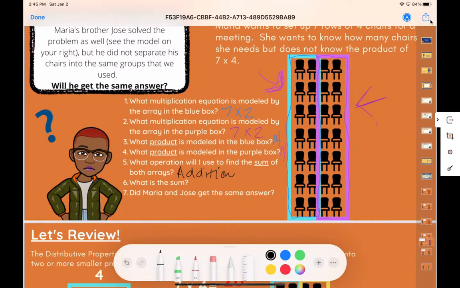And so now tell me, what is the sum? We have two arrays. What is the sum? That's right. 14 plus 14 equals 28. And my final question for you is, did Maria and Jose get the same answer? Yes, they did. Maria and Jose both got 28. Great job, guys.